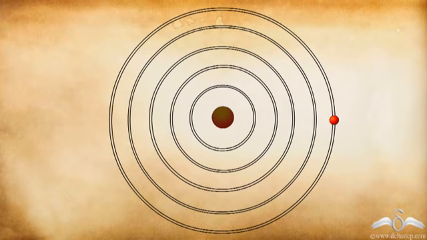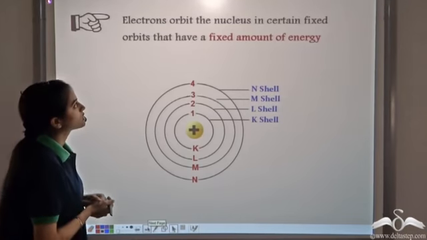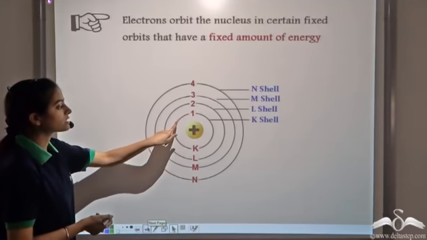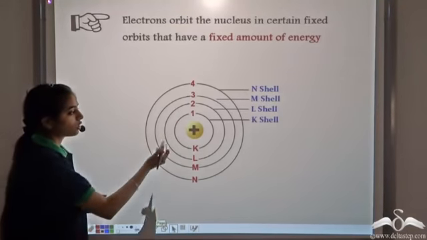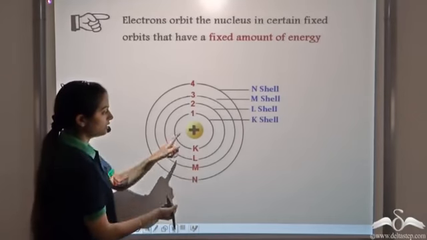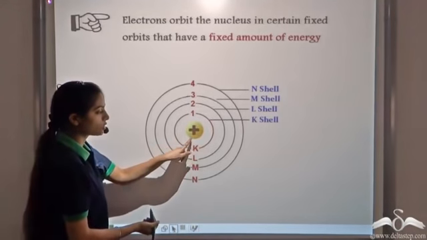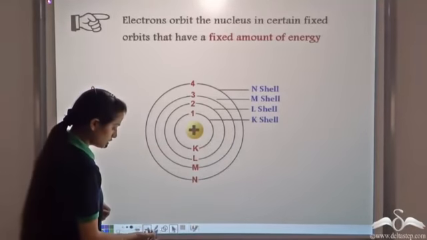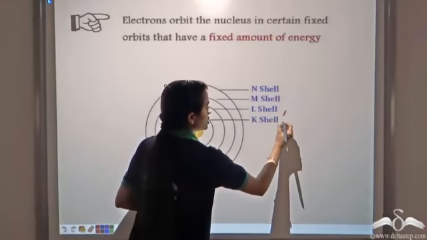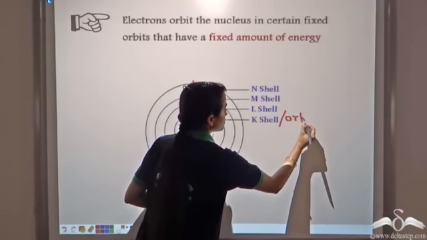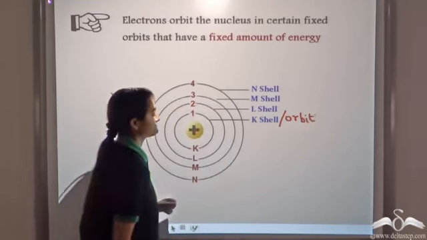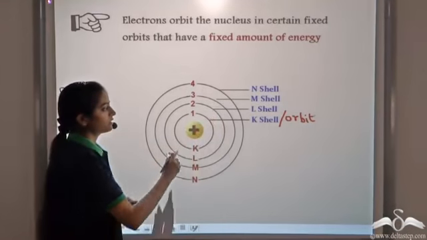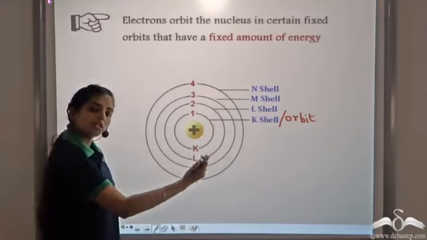So let's see the points given by Bohr again. According to Bohr, the electrons revolve around the nucleus in certain fixed orbits. He called these orbits K, L, M, N. The orbit which is closest to the nucleus is the K shell. The orbits are also known as shells. So it is K shell or K orbit. The second shell or orbit is the L shell, the third is M, N, and so on.